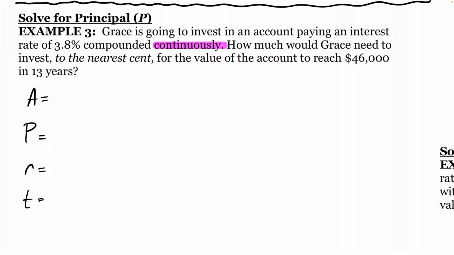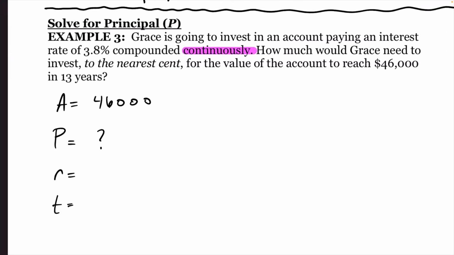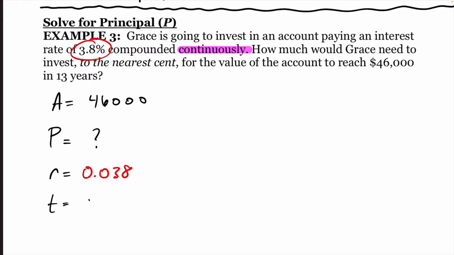So Grace has a goal. That's future amount. That's her goal. She wants it to reach $46,000. Okay? How much money does she start with? We don't know. That's the question mark there. One question mark is okay. More than one question mark, not okay. So that means we should know R and T. R is right there. Divide that by 100. You're going to get 0.038. And then she wants to keep the money in for 13 years.